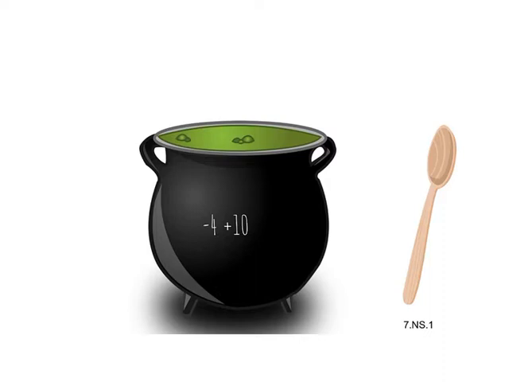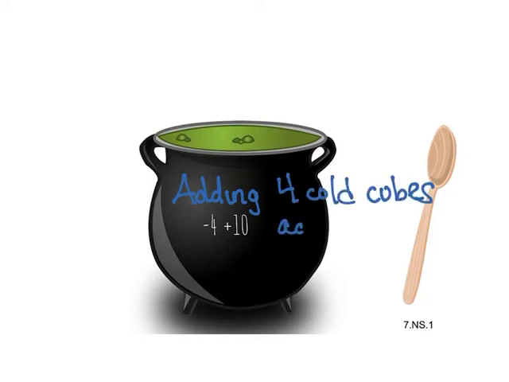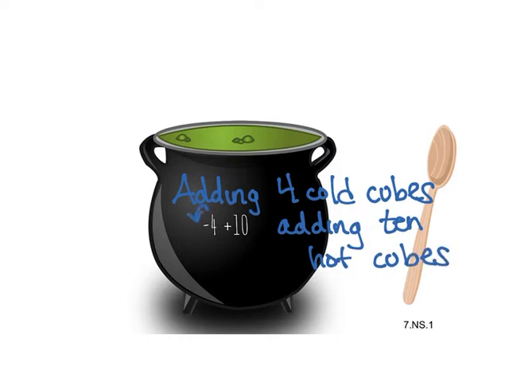All right, you do this one. I want you to come up with a sentence for it, a situation, and then solve it. All right, here we add because we have to add. We're adding 4 cold cubes, and then we're adding 10 hot cubes. Signs are different. We subtract. The answer is +6.